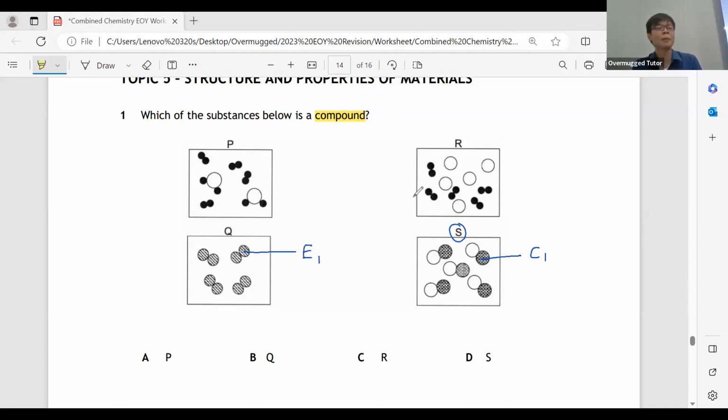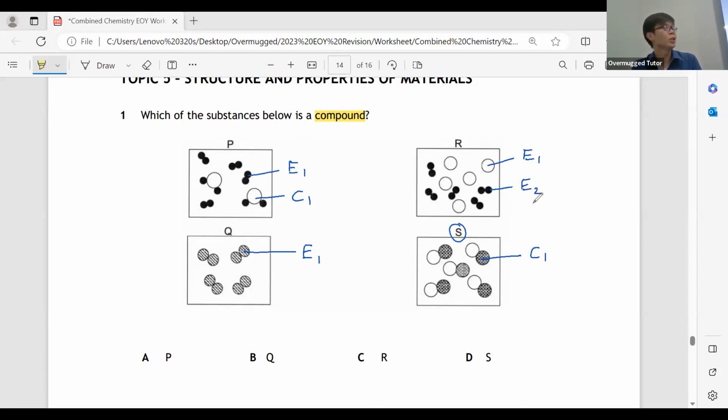Okay, then what are P and R? P and R, they are mixtures. Mixtures have two or more types of substance inside. You have one element inside here, you have one compound inside here. So P is said to be a mixture of element and compound. What about R? In R, you will see two different elements. So R is a mixture of elements.